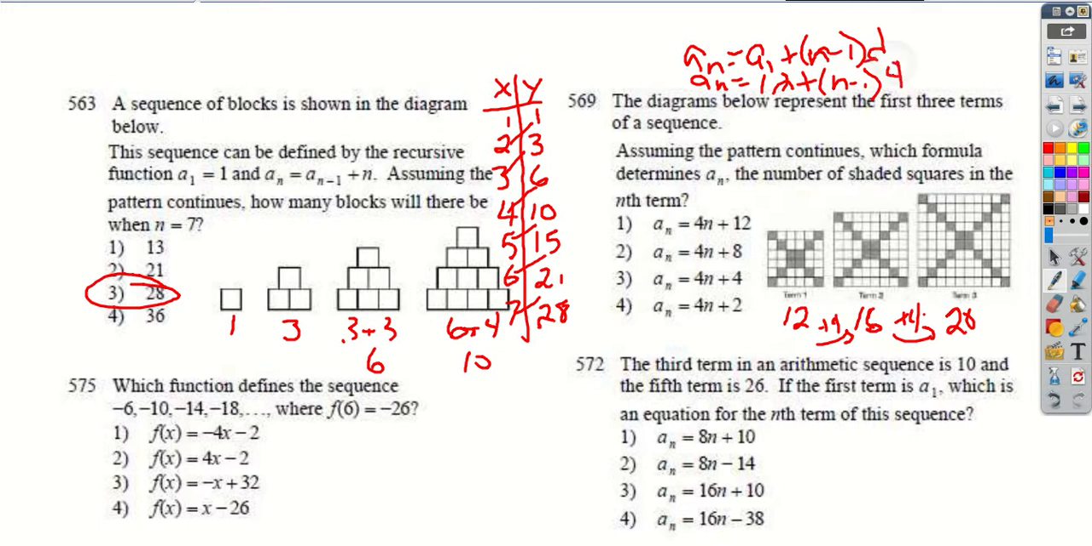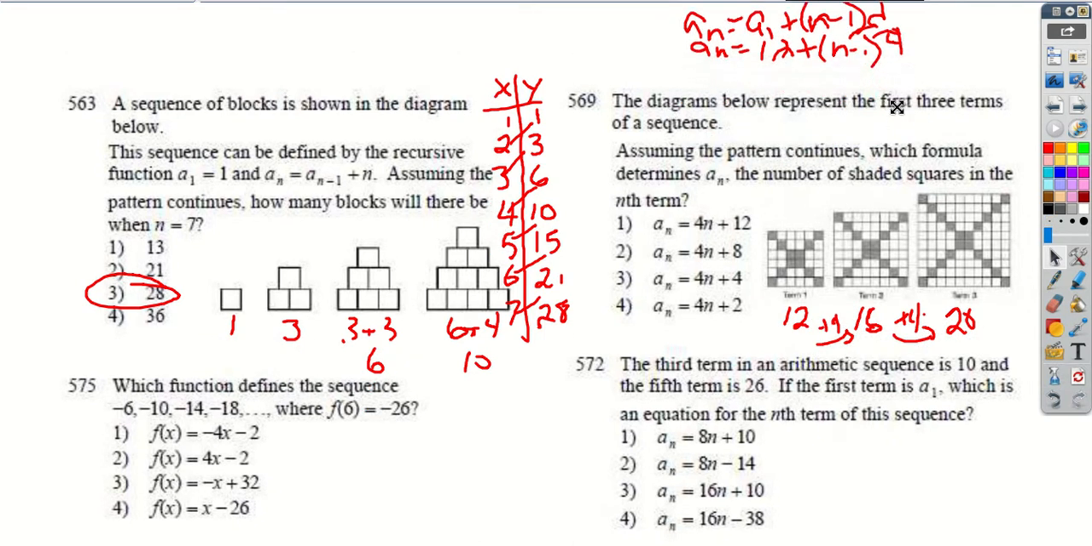So if I distributed the 4 through, okay, I would get, let me see if we can move this up so we can get more room here. Yeah, up, all right. So if we distribute, we're gonna get a sub n is equal to 12 plus 4n minus 4. And then the 12 and the 4 are like terms. So we're going to get 4n plus 8.